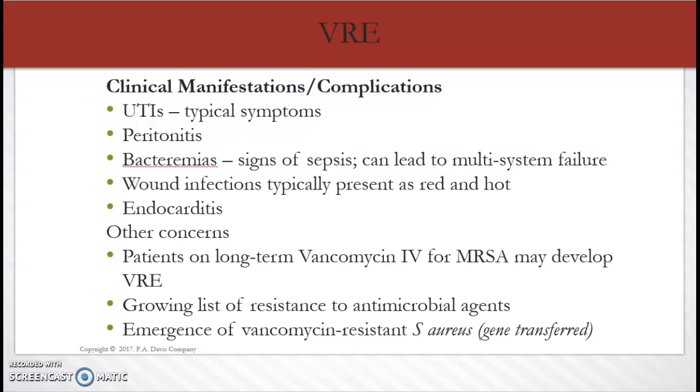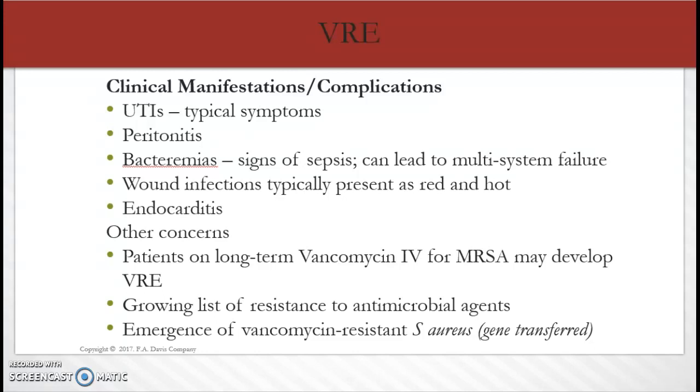Typical things that you'll see with VRE are UTIs and the usual symptoms there. Peritonitis can occur. They can, of course, develop bacteremias that can lead to multi-system failure, where they end up in the ICU. Wound infections can happen and, again, are very red and hot. VRE can also vegetate and later cause endocarditis symptoms. So it's good to monitor them related to heart function.